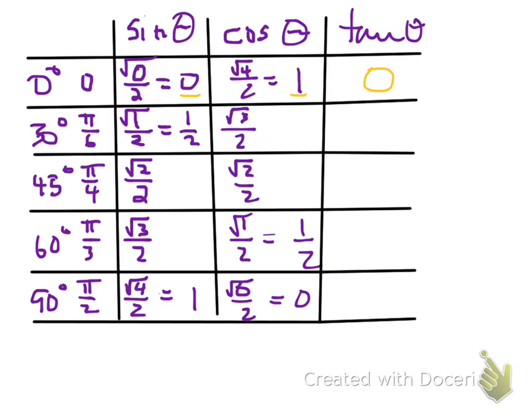30 degrees, 1 divided by the square root of 3. 45 degrees is the square root of 2 divided by the square root of 2, which is 1. 60 degrees is the square root of 3 divided by 1. 90 degrees is 1 divided by 0. What's 1 divided by 0? Undefined.